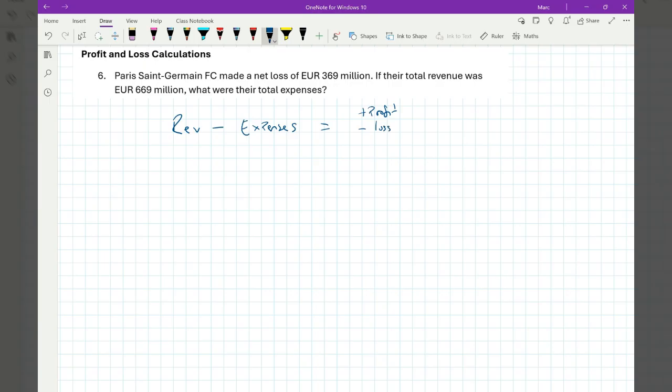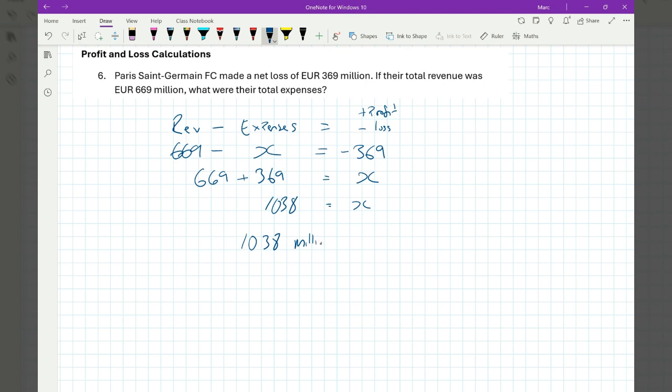So their revenue, which I need to get from the other table. No, it's already there. 669 had something taken away from it, and that gives us negative 369. So if we add the 369 over, and we add the x over to the other side, their total expenses will be the sum of 669 plus 369, which gives us 1038 million, that's 1.038 billion.